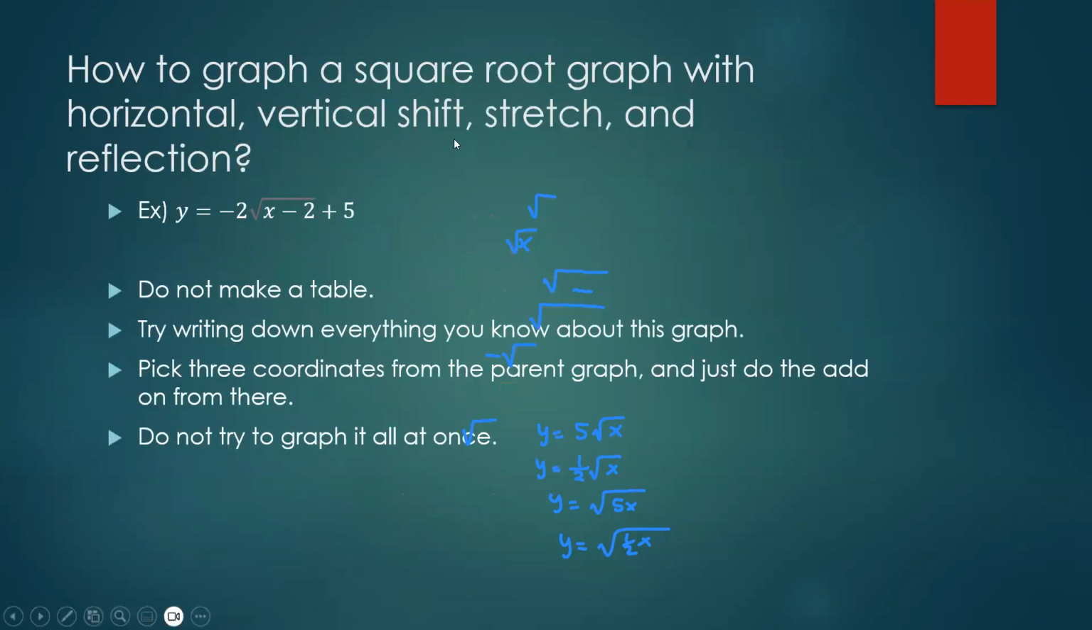So how do you graph? Let me erase this. So how do you graph a square root graph with horizontal, vertical shift, and stretch and reflection? For example, y equals -2 square root of x minus 2 plus 5. It looks like there's lots going on. What does the x minus 2 represent? It is a horizontal shift of 2 units to the right.